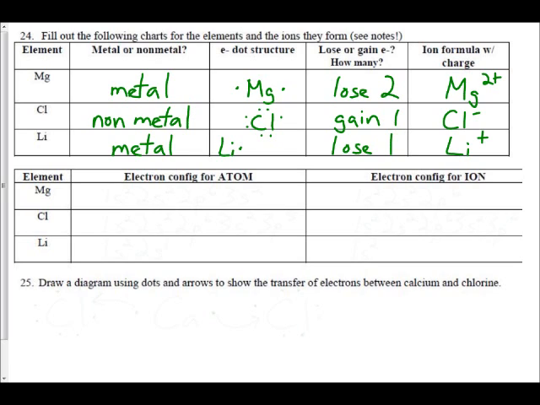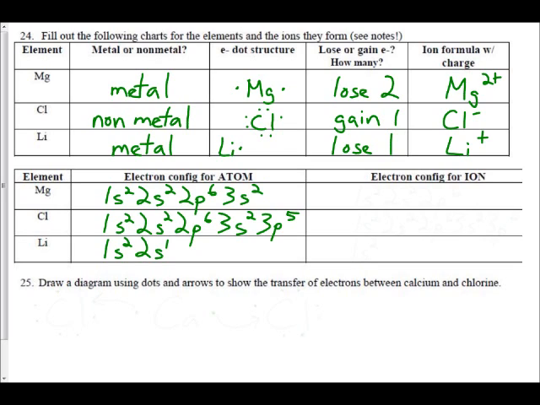Now, down here, the electron configurations for the atoms on magnesium, chlorine, and lithium, these are how they are right now. So we are going to convert these based on whether or not they're gaining or losing. So magnesium, we already said, is going to lose 2. It'll lose those outer 2 and become 1s2, 2s2, 2p6. Chlorine, we said, is going to gain 1, so that 3p5 will become 3p6. And lithium is going to lose 1, so it will become just 1s2.